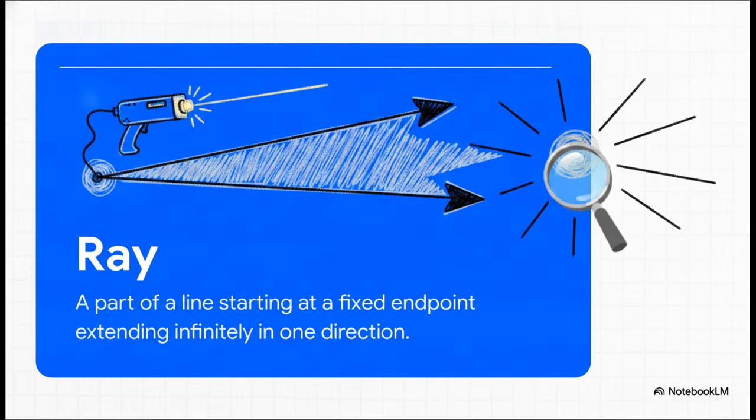Next up is a ray, which is kind of a cool hybrid of our last two ideas. It starts at one fixed point, we usually call that the endpoint or origin, but then it shoots off infinitely in one direction. Think of it like a laser pointer or a beam of sunlight. It starts at a specific source and just shines endlessly outward.